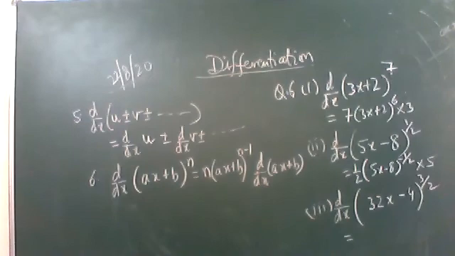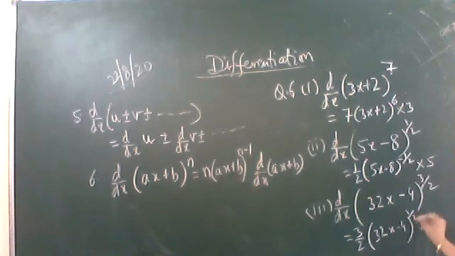The next one, what is n over here? 3 by 2. (32x minus 4) raised to the power 3 by 2 minus 1 is half, into d by dx of 32x minus 4. What will be its differentiation? 32. Okay. You can further simplify or leave it like that only. We are not studying maths, only the formulas we are trying to understand. So 3 by 2 into 32, (32x minus 4) raised to the power half.